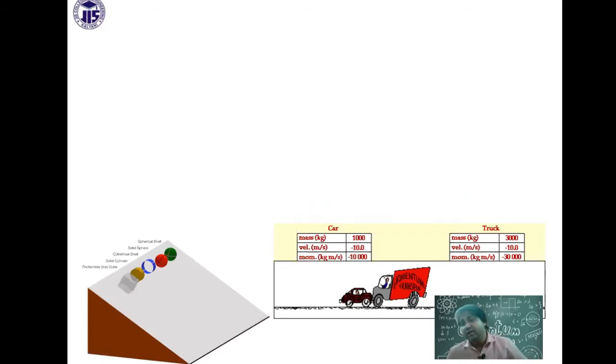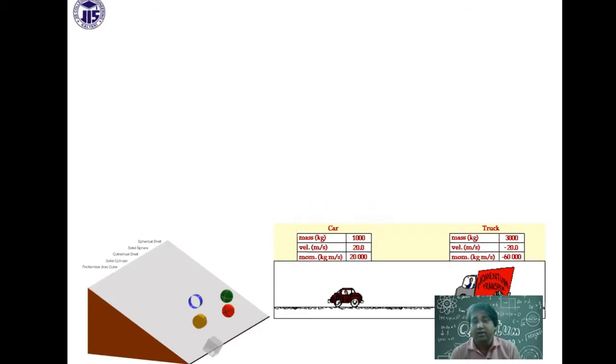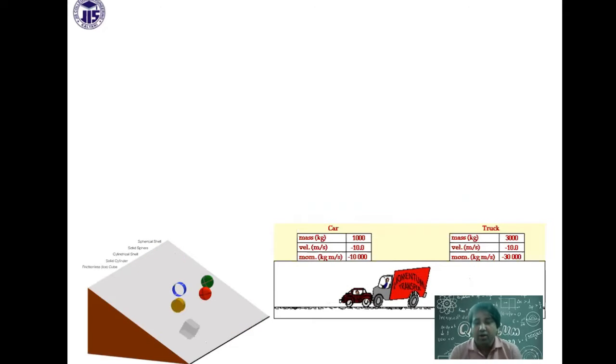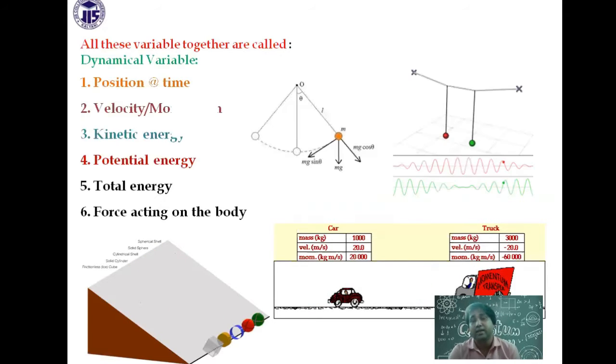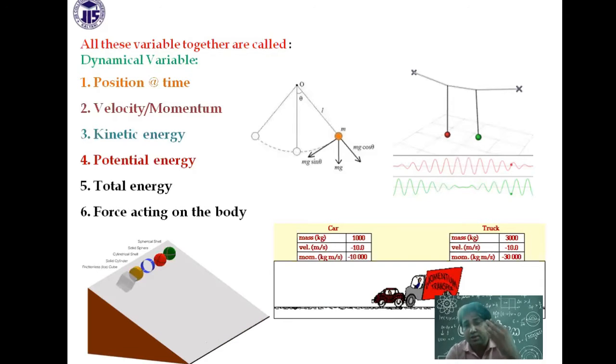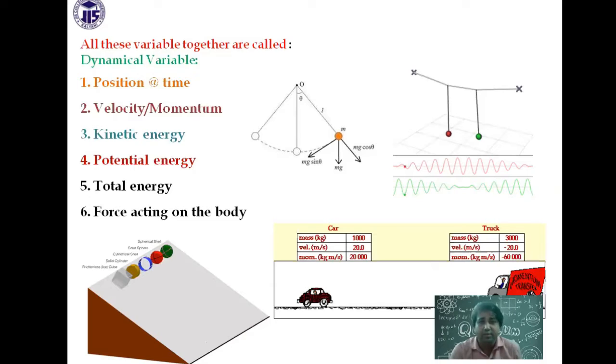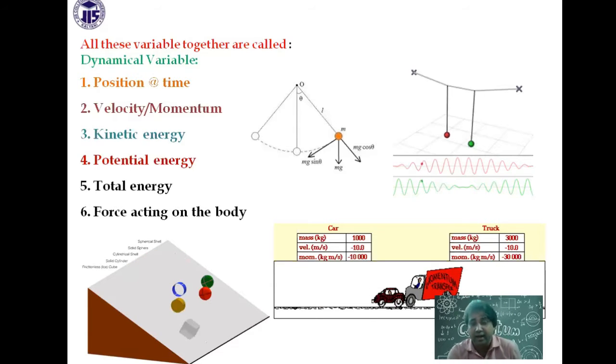So all these are dynamics problems. To describe any dynamical problem, you need to measure some physical data. All those variables together are called dynamical variables. So the question is that for a big object, train, bus, car, pendulum, you can measure it because they are large objects.